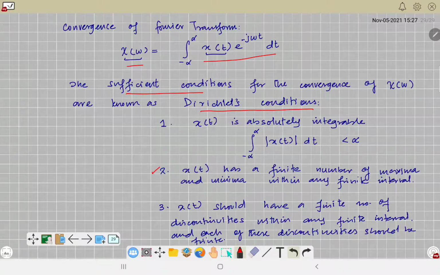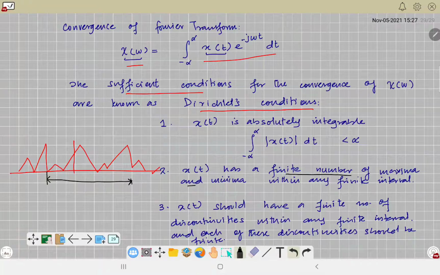Okay, so we start with this: x of t should have a finite number of maxima and minima within any finite interval, right? So if you have a signal, obviously we're talking about the Fourier transform, so it's going to be a non-periodic signal. You can take any signal, something like this, where the period is not defined. If you choose a finite interval, say from here to here, within this interval it should have a finite number of maxima and minima.